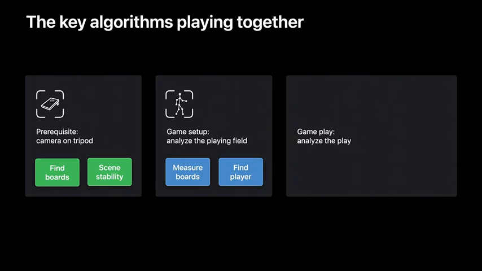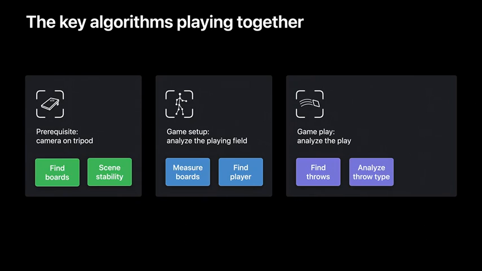Now when the gameplay starts, we can actually find all the throws. Then we analyze the kind of throw type. Is it an overhand, underhand, or underleg? And last but not least, we measure the speed. Now, of course, we're interested in which algorithms we use.